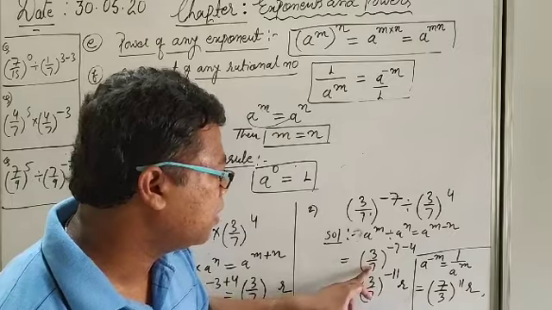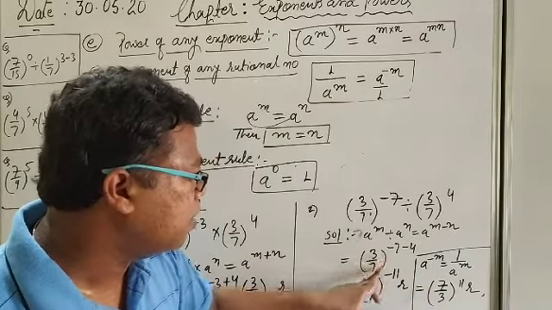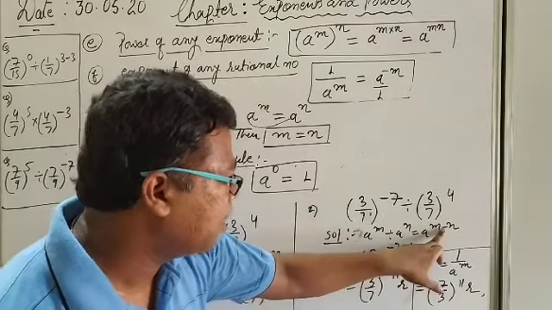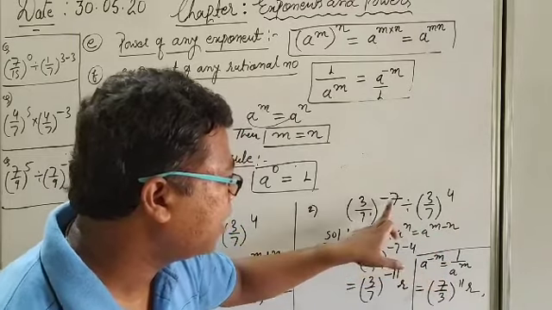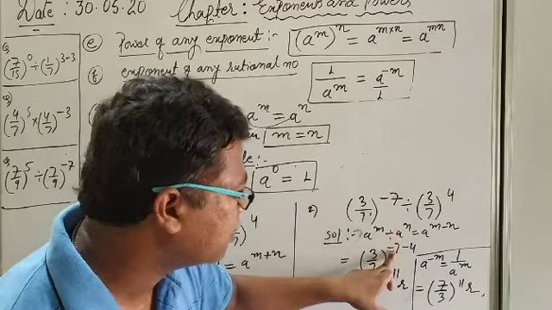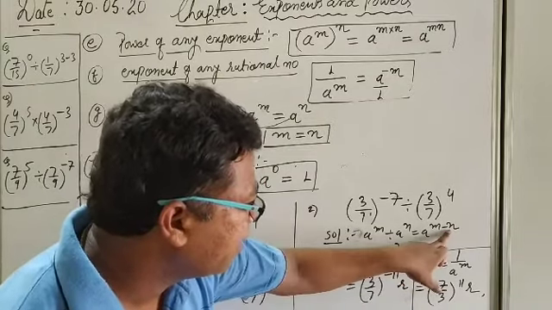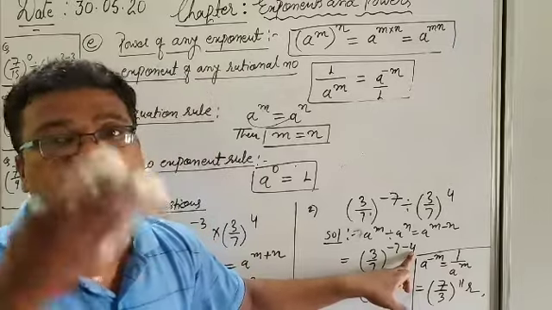See, in the place of a we write 3 upon 7. What is the first power? Minus 7, so I have written minus 7. After that, m minus n: in place of m, minus 7 is already there, so I put minus 7. After that, again a minus sign, and n is 4, so minus 4. It is converted into the negative form.